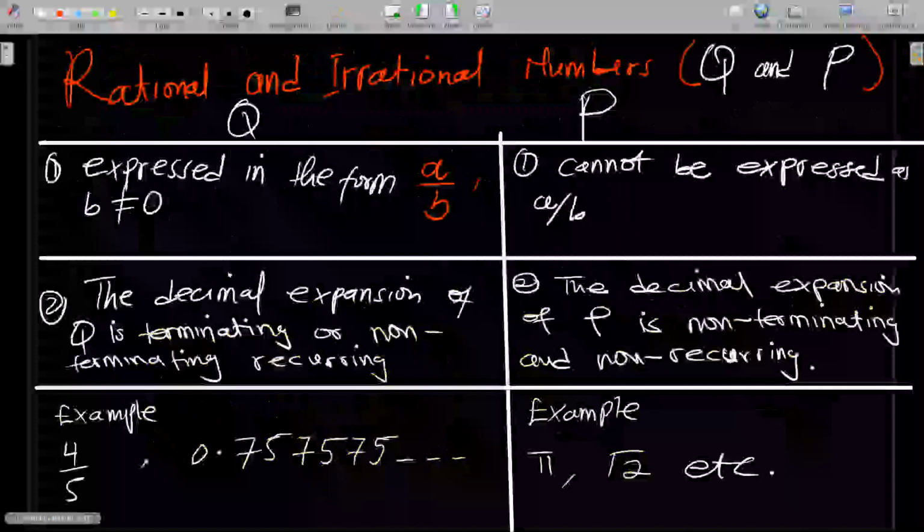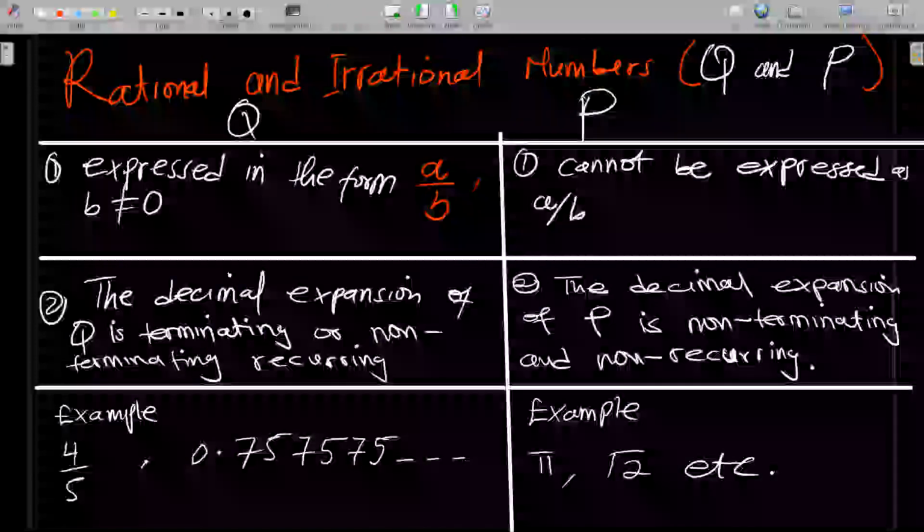Now let's go to rational and irrational numbers. These are the most confusing parts of the number system. I've used a table to differentiate these two. A rational number can be represented in the form a over b, but an irrational number cannot be expressed in the form a over b, like I have here.